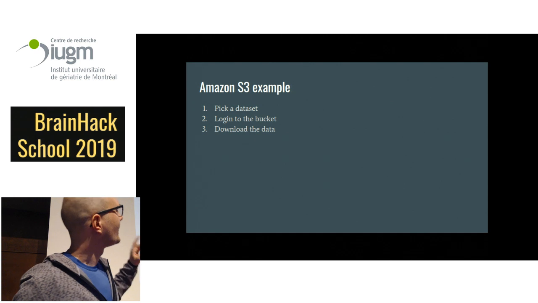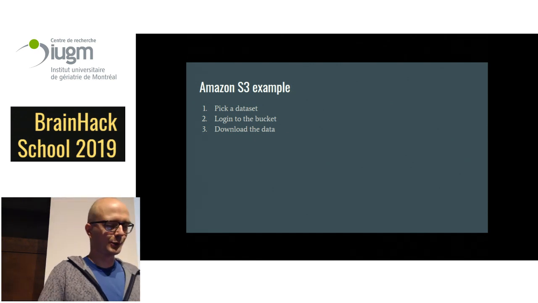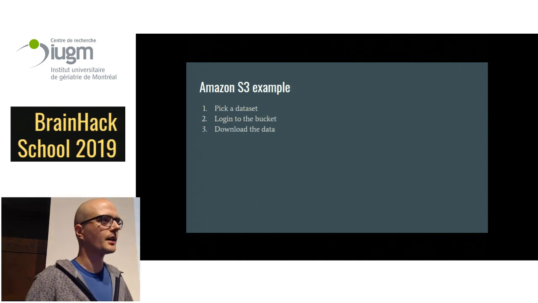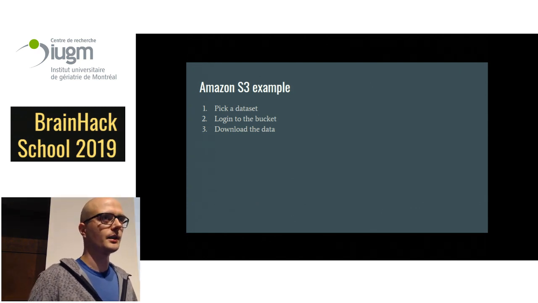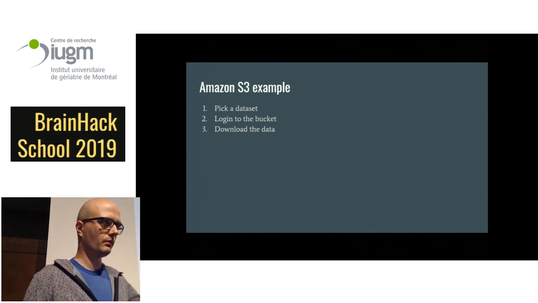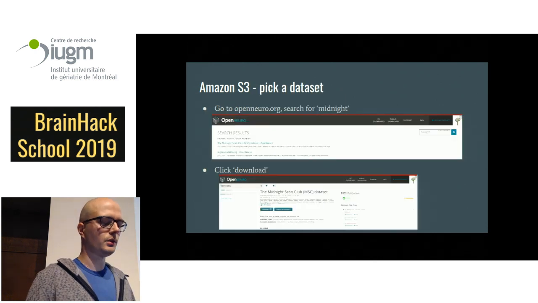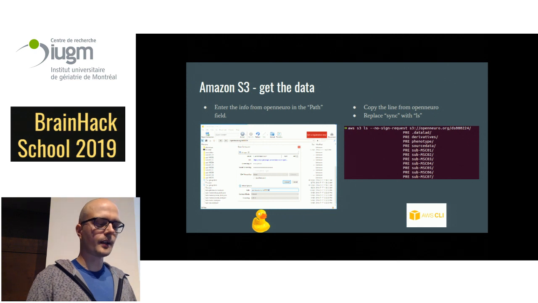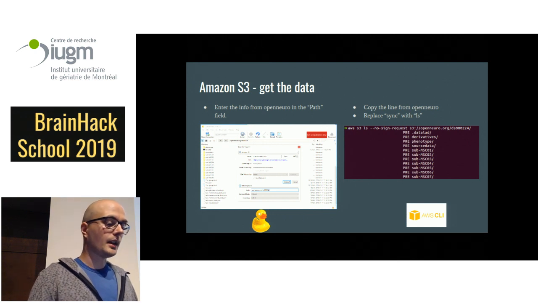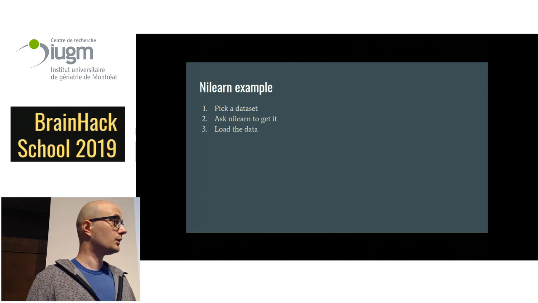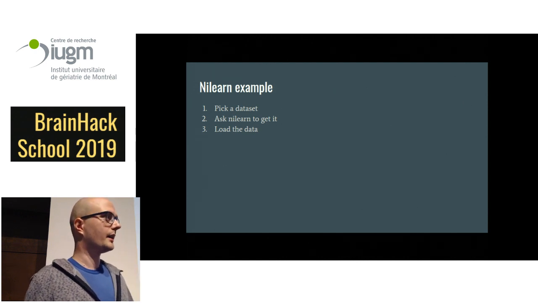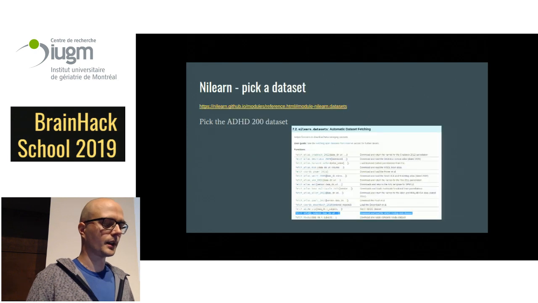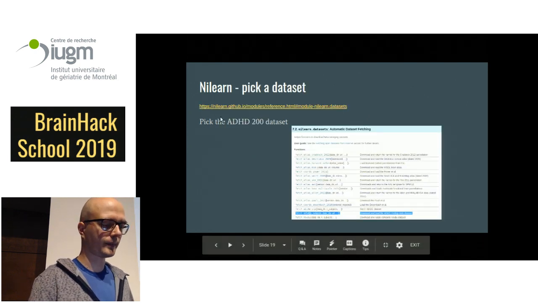Right, so the Amazon S3 example I've already shown you. That's how you do it. You pick a data set, you log into the bucket either through the command line or your CyberDuck, and then you download the data. I've already shown you how to do that. And if you want to do it with NiLearn, you do almost the same thing. You find a data set that you're interested in, and then you ask NiLearn to get it. Right? So how might you do that?